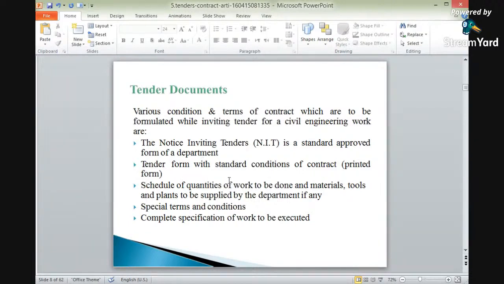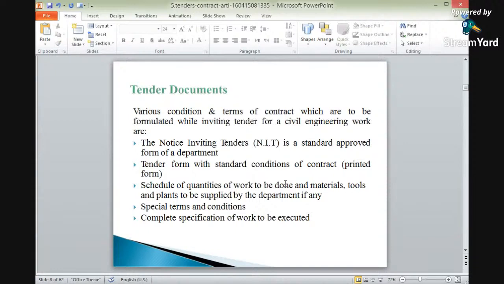Again, the tender form with the standard conditions of contract, that is in printed form, is to be attached. Already we have seen in the previous slide what a tender form is. So the tender form, with all the heads mentioned in it, is to be filled and attached.